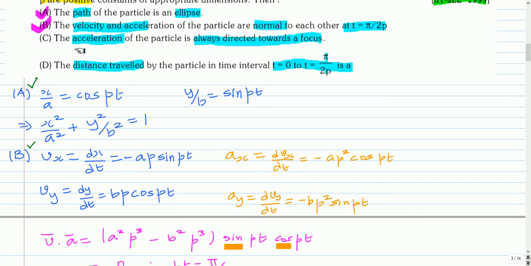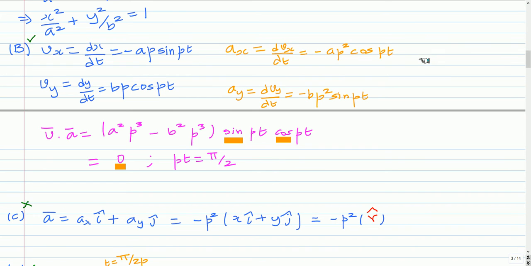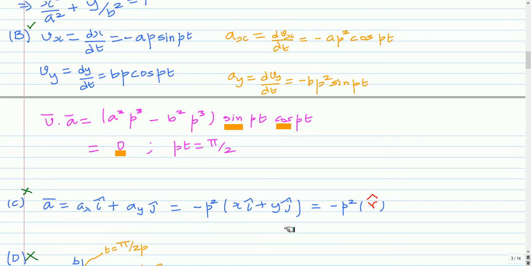Third option is the acceleration of the particle is always directed towards the focus. So we have to get the direction of the acceleration. Acceleration is ax i cap plus ay j cap. ax and ay are found out here. So from this we take p square out common, minus p square. a cos pt is the same as x and b sin pt is the same as y. So acceleration is minus p square r cap, where r cap is x i cap plus y j cap.